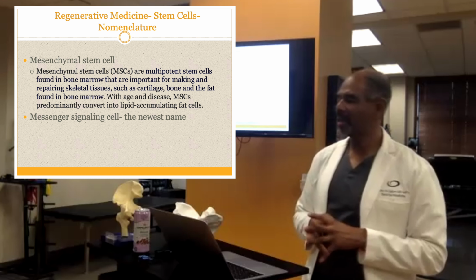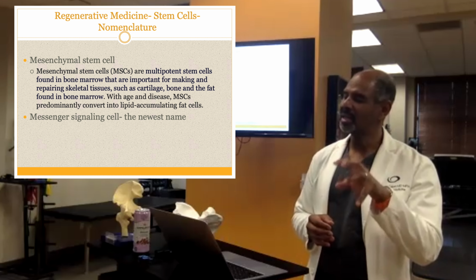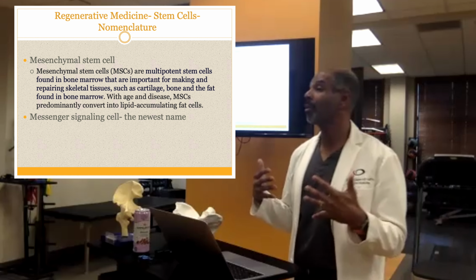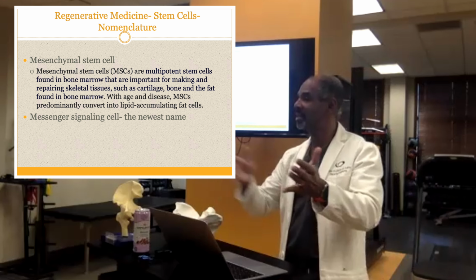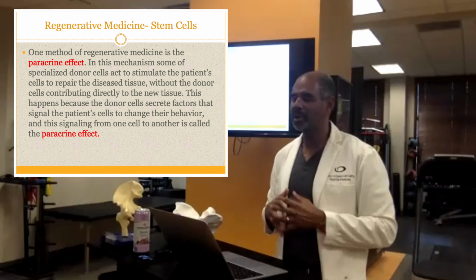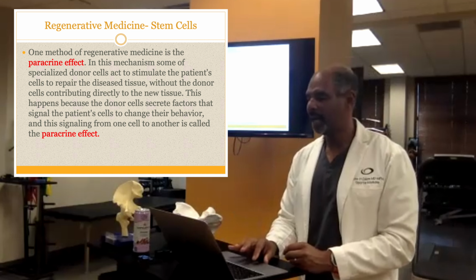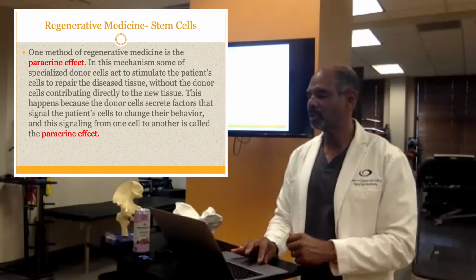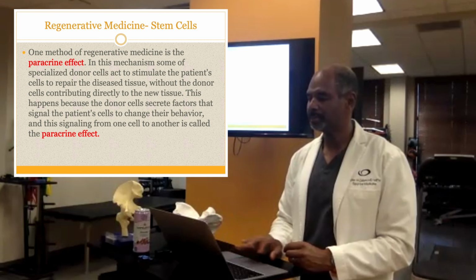And so what he meant by that is that the cell does have an effect to be able to convert into other cells, but maybe more importantly, its greater function is that it signals. It calls other cells to the area and orchestrates this myriad of repair. So that's probably a better name: messenger signal cell. For our terms, we'll just continue to call it MSCs.